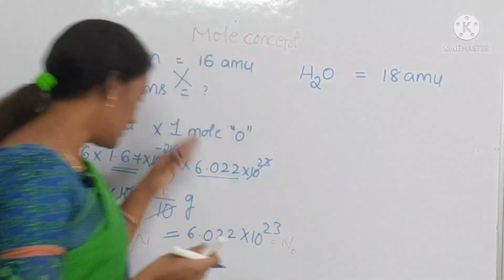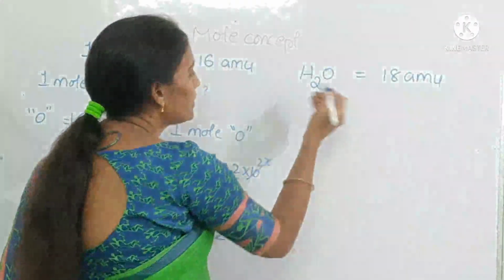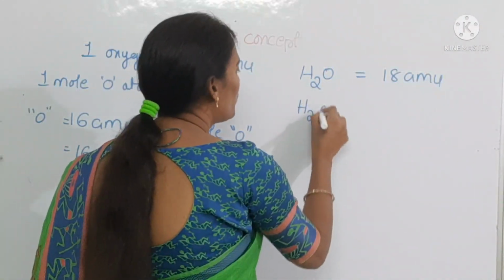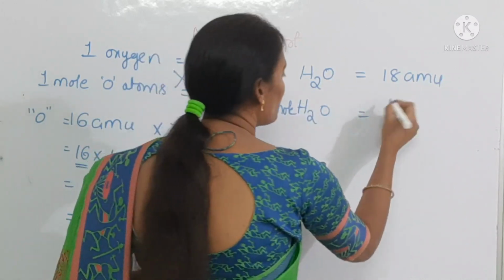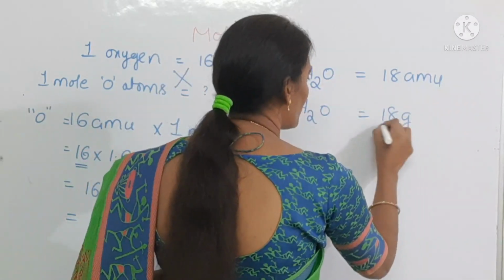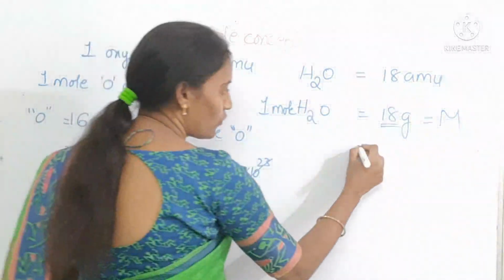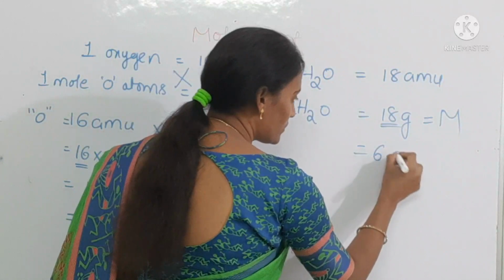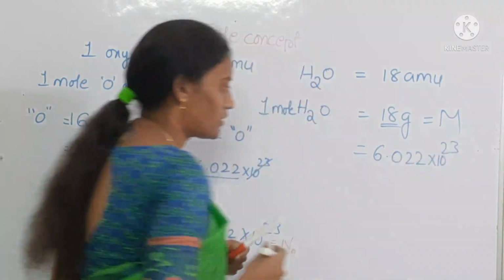Then the same procedure you have to apply here also. I am not writing. Okay. Then 1 mole of water has a weight of 18 grams. This is the molar mass. This 1 mole of water has Avogadro's number of particles. I think you may understand now.